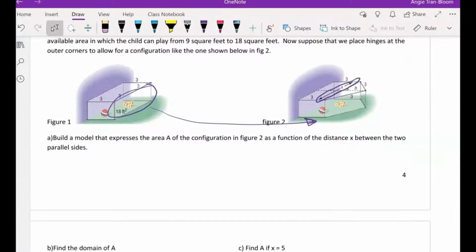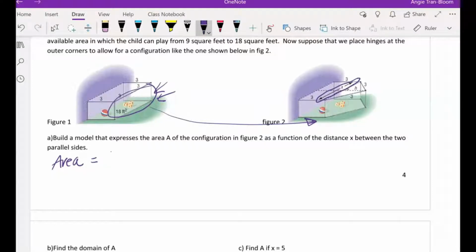So build a model that expresses the area. So let's talk about the area. Would you agree the area of figure 2 consists of 2 things, the rectangle and that triangle piece, once you open up this third side right here, okay? Well, let's talk about the rectangle. Well, this is the rectangle. It's going to be length times width or base times height. Doesn't really matter which you want to say.